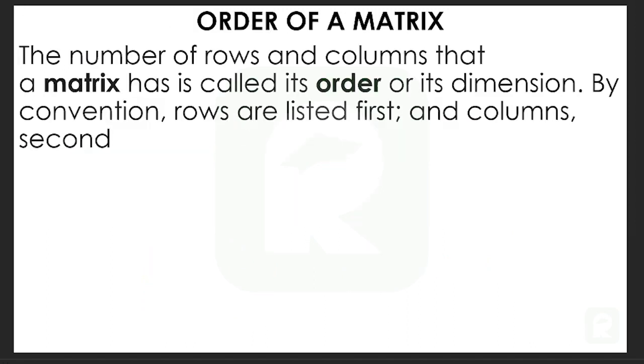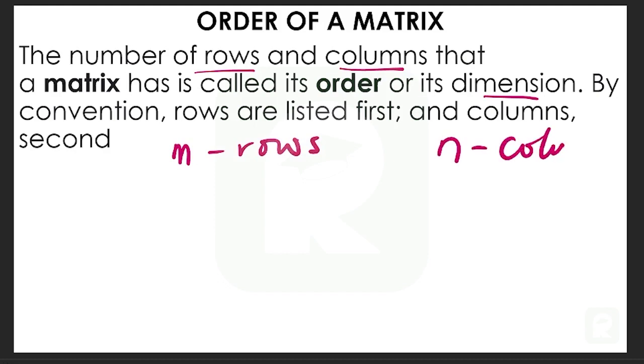Order of a matrix: the number of rows and columns that a matrix has is called its order. Do not forget, number of rows, columns, that's what we call the order, or its dimension. By convention, rows are listed first and columns second. So we say M rows, and N columns.